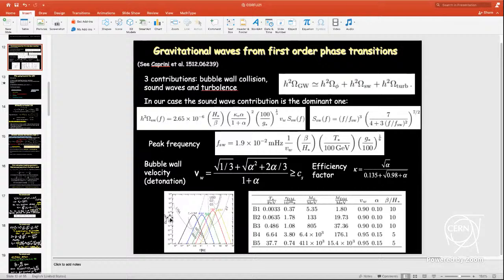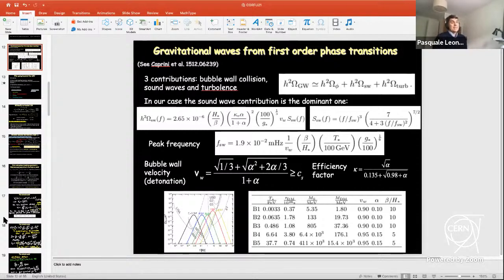Yeah, okay, for the first question, yes, you're right. Actually, numerical simulations don't distinguish in a clear way sound waves and turbulence contribution. So this is a numerical fit, and you see that the sound wave contribution dominates in a phase transition with those parameters that we obtain, with alpha smaller than one, and beta quite large, around 1,000 rather than 100.